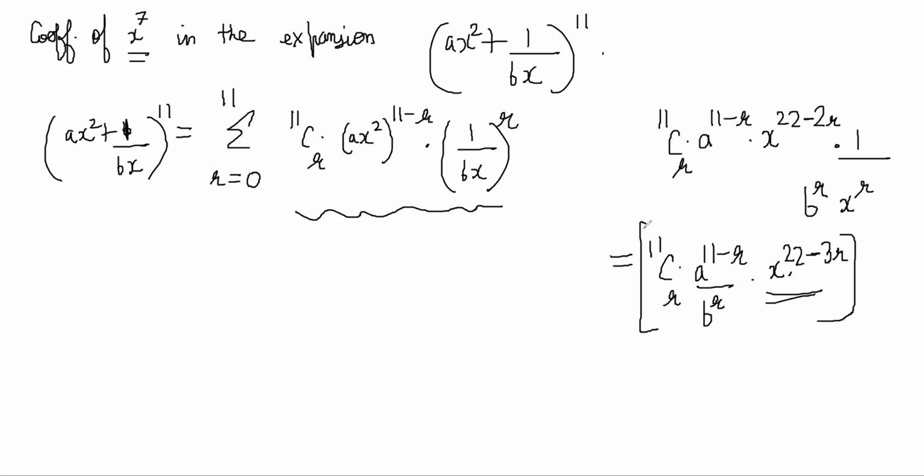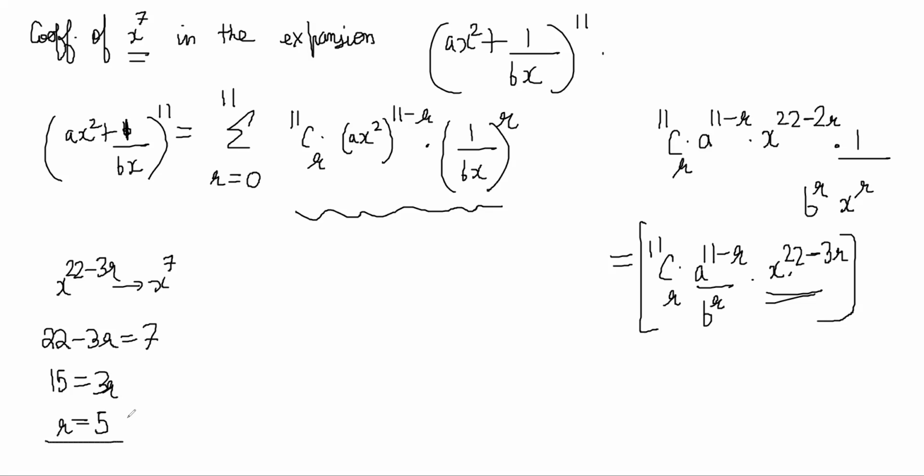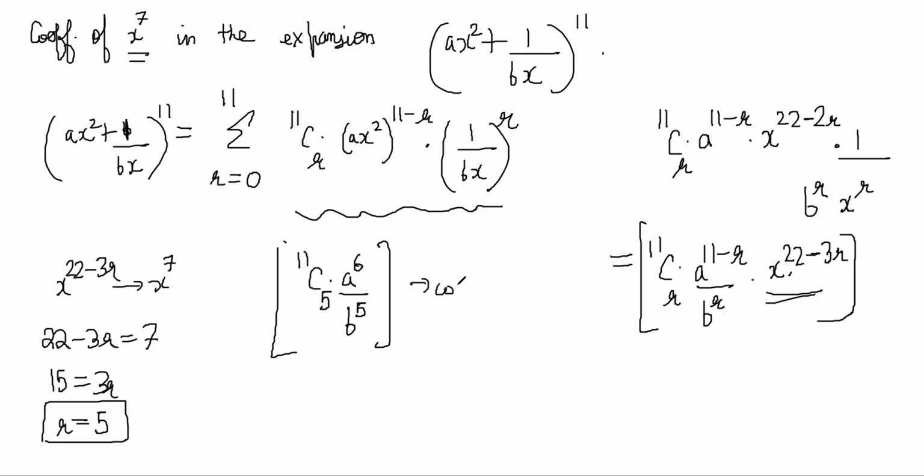So we can say that x power 22 minus 3r has to become x power 7. So what should be my 22 minus 3r? It should be 7. So you get 15 is equal to 3r. So r is 5, right? So 11C5. So it will be 11C5 a power 6 by b power 5. Correct. So this is the coefficient of x power 7.